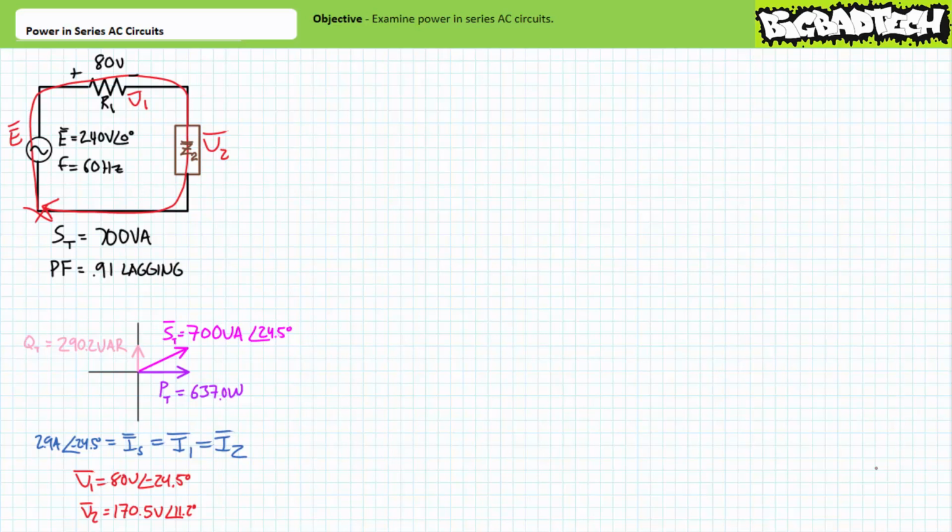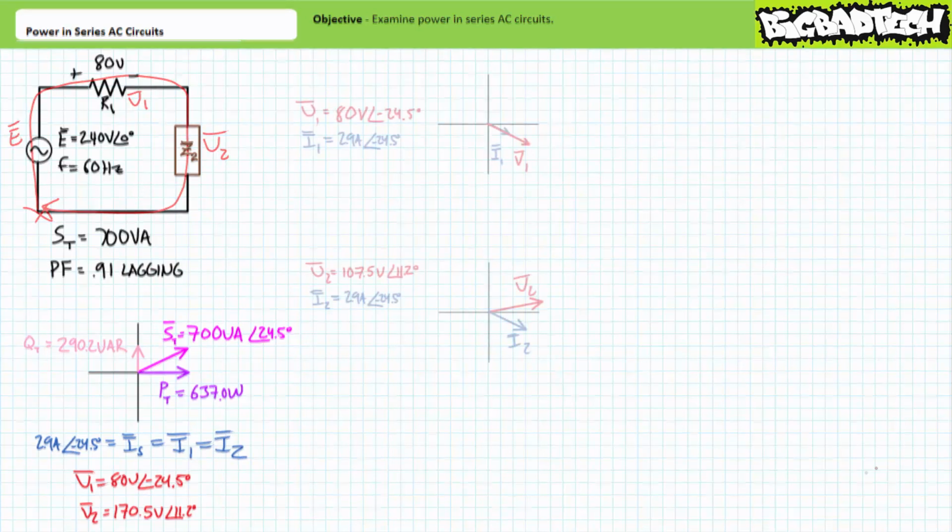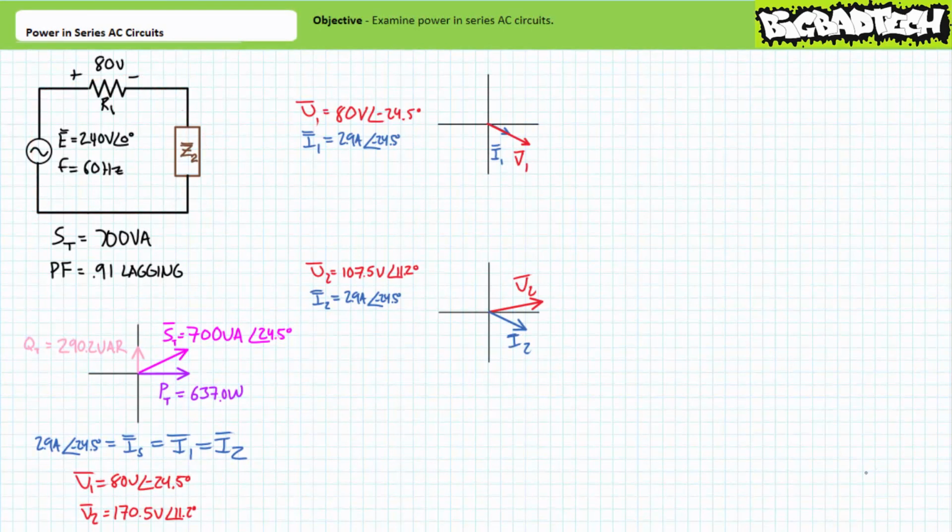It's now simply a matter of calculating the apparent, real, and reactive power for the individual elements comprising this series relationship. Before doing so, let's pause to consider the phasor diagrams for the individual elements and how these may affect our power calculations. Additionally, let's calculate the complex impedance of these elements strictly for curiosity's sake.